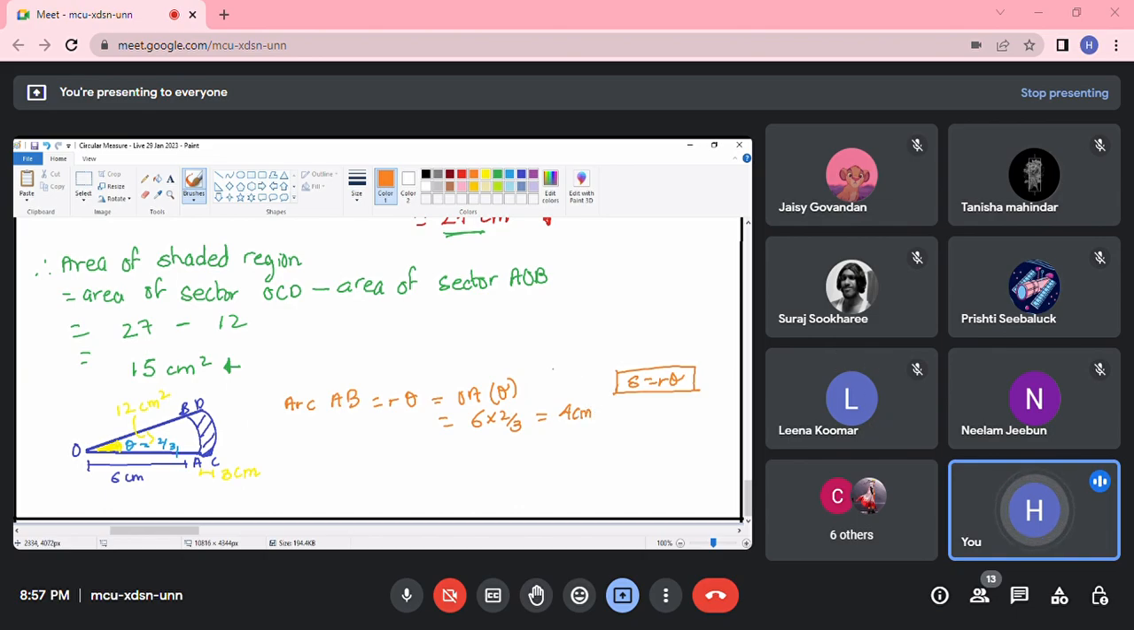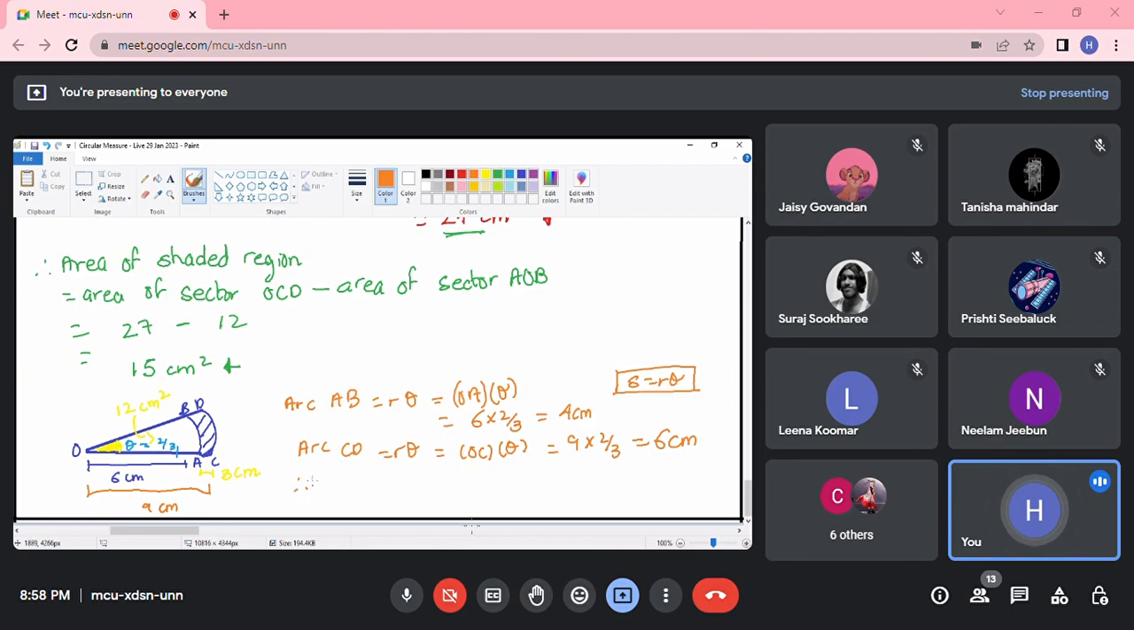Let's do the same for arc CD. So for arc CD, we will use the same formula, S is equal to r theta. But instead of OA, we will have OC times theta. And OC is equal to OA plus AC. So 6 plus 3 is 9 centimeters. So that would be 9 times 2/3, which is equal to 6 centimeters.